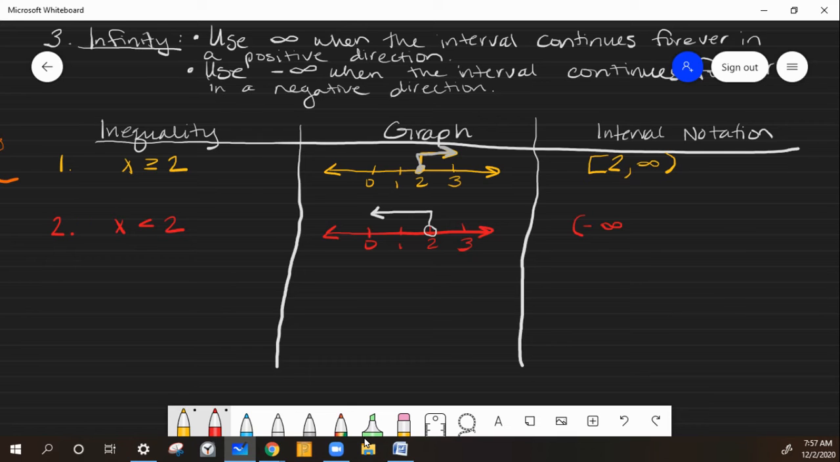Well, I end really close to 2. I don't quite end at 2 because it doesn't equal 2. I can get really, really close to 2. But because of the way interval notation works, we can actually write 2.